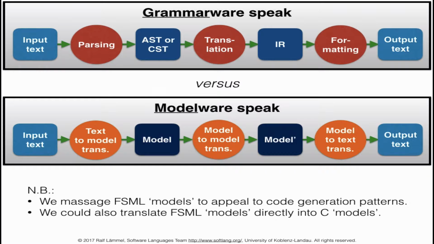So in Grammarware speak, we would maybe parse some textual representation of the finite state machine. Then we would get some AST or CST, abstract or concrete syntax tree, describe a translation to some intermediate representation that is closer to the C code that we want to get, and perform some formatting to get the actual C code. In Modelware speak, we also essentially parse, but we call it text to model transformation, and we get some model, and we perform a model to model transformation again to get closer to the C code, and we perform a model to text transformation to get the actual C code.